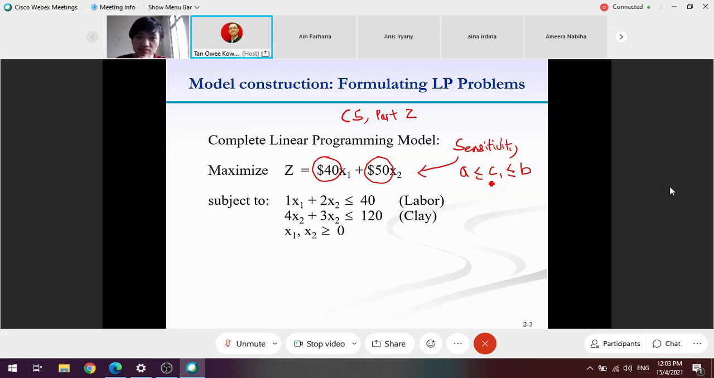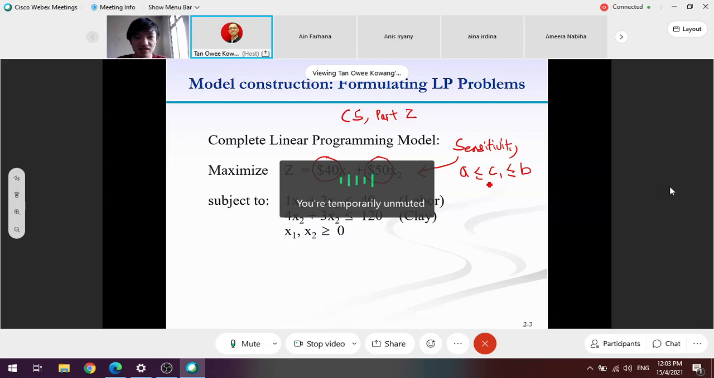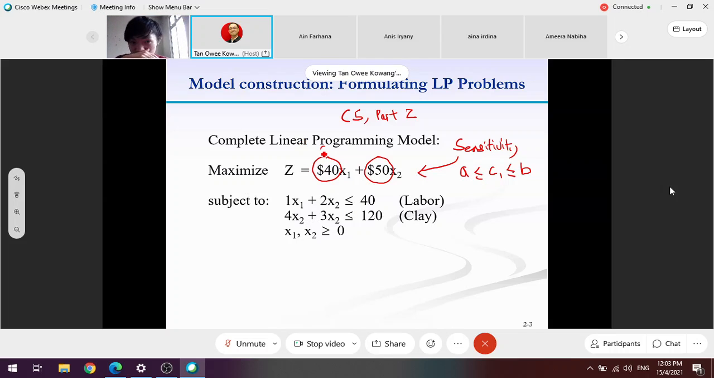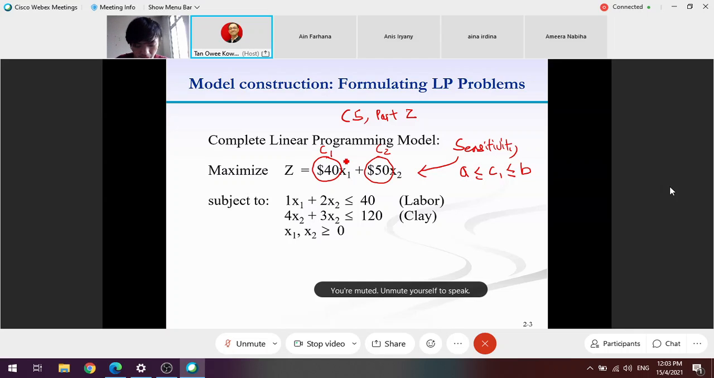Still remember that? Part 2? So in part 2, we talked about the sensitivity range for x1 and the sensitivity range for x2. The sensitivity range for the objective function refers to a range where the optimum solution does not change even though the selling price, or the coefficient of the objective function, changes from A to B. That is what we discussed in chapter 5, part 2.